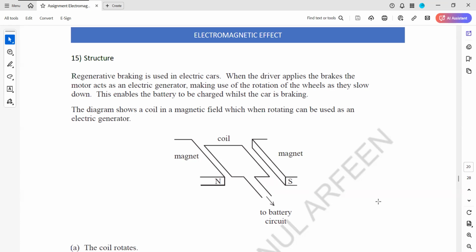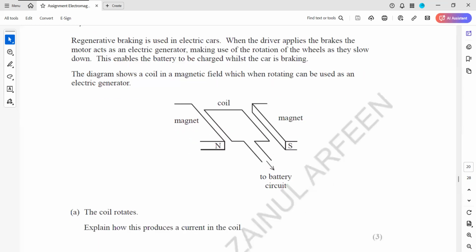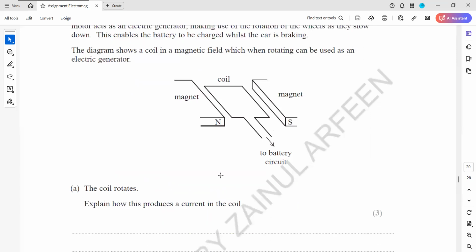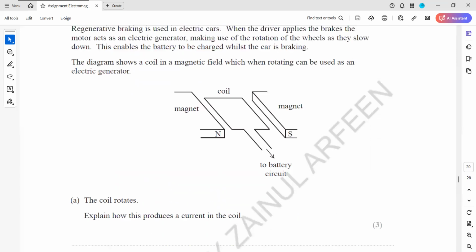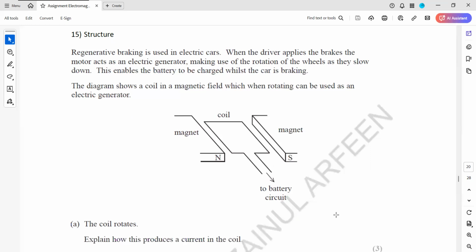We store this electrical energy as chemical energy by using the battery. The diagram shows a coil in a magnetic field which, when rotated, can be used as an electric generator. So same concept of electric generator. The coil rotates, explain how this produces a current, 3 marks. So you have to learn the standard structured answer for this.